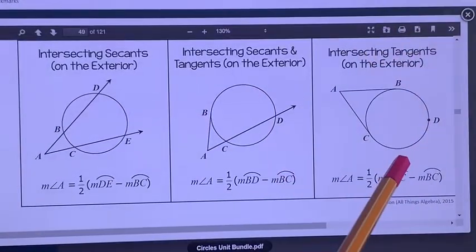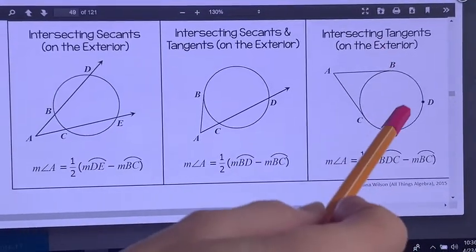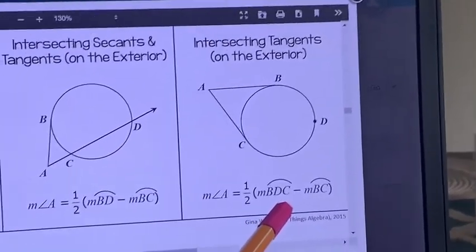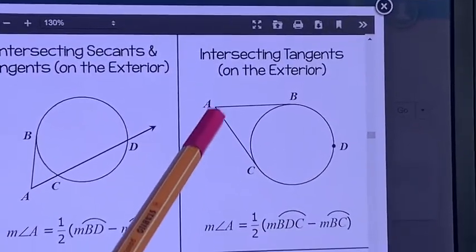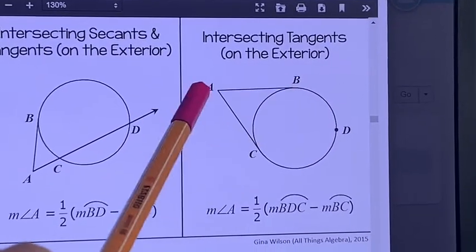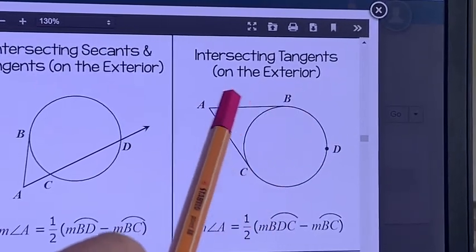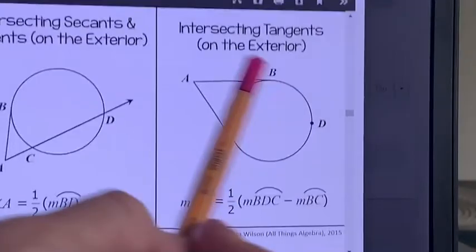All right, we have another rule to look at here. On your rule sheet, it's in the 3rd row on the bottom. We're going to look at this one here, right on the right. The actual rule is played out the same way that this rule was, but the difference here is that these are intersecting tangents on the exterior. So we talked about a tangent's a line that just touches the circle in one place. It's like touches the outside part of the circle in one place.